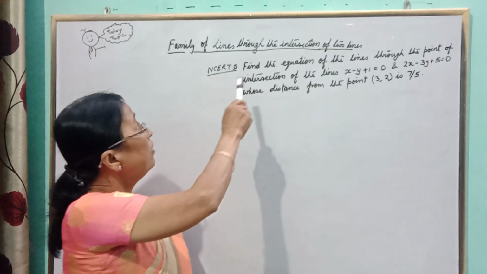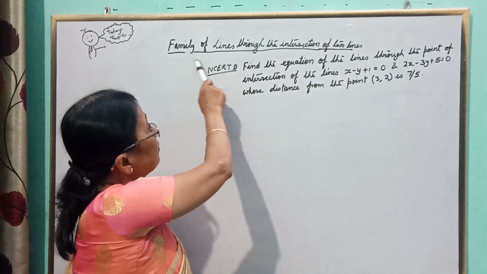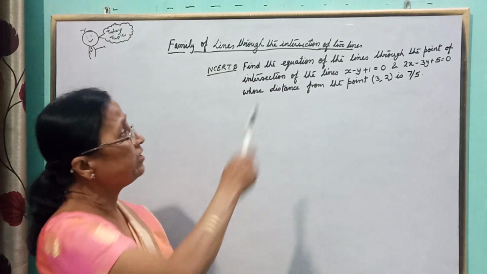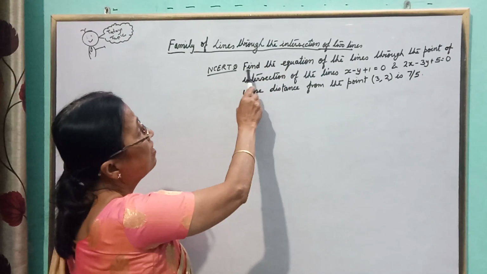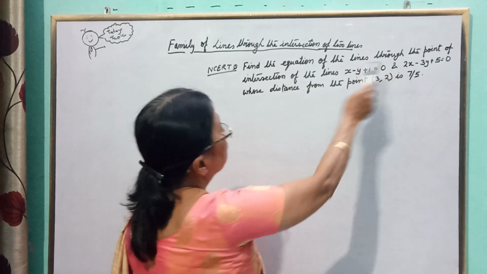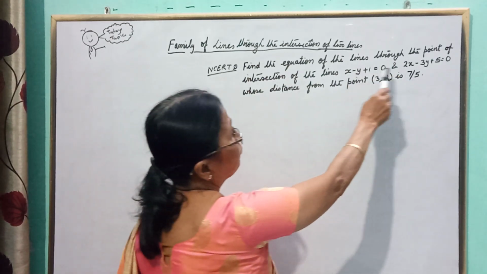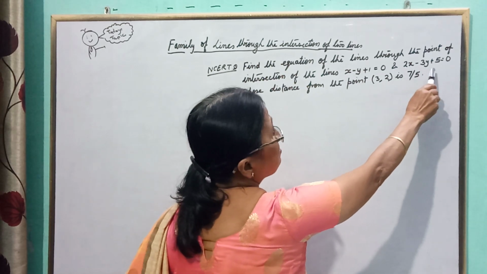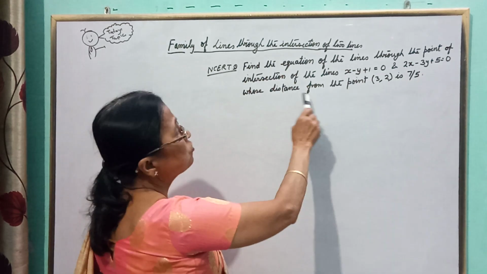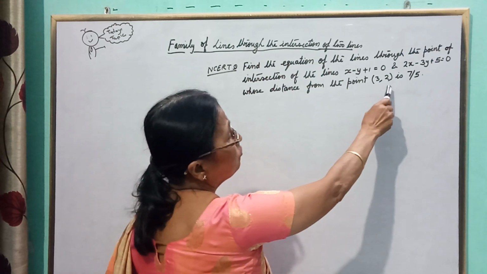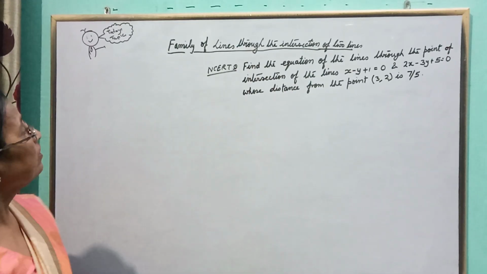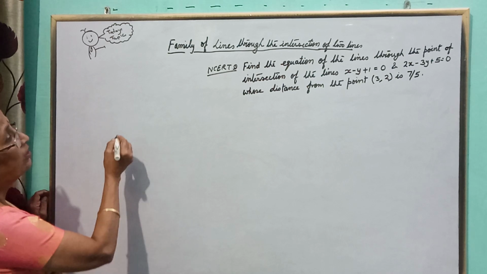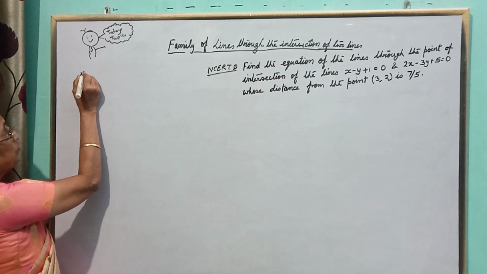Today we'll do one of the problems from the family of lines through the intersection of two lines. Find the equation of the lines through the point of intersection of x minus y plus 1 equal to 0 and 2x minus 3y plus 5 equal to 0, whose distance from the point (3, 2) is 7/5.